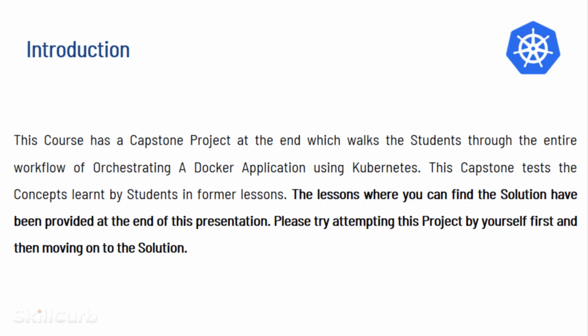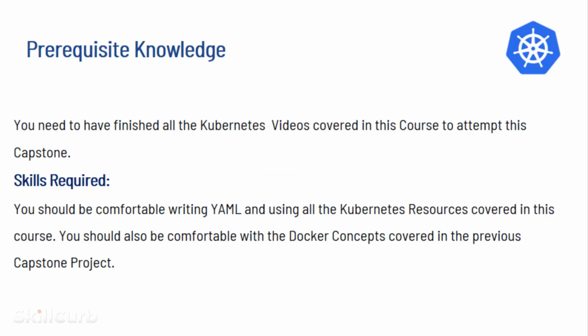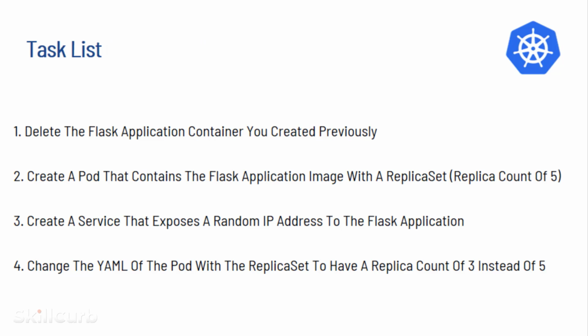Today, I am presenting to you the final capstone project for all the Kubernetes lessons that we have covered so far. There are 4 things you need to do to pass this final project. First of all, you need to delete the Docker container that you created in the previous Docker capstone project. Next, you need to create a pod that contains the Flask application with a replica set attached to it. The replica set should have a replica count of 5.